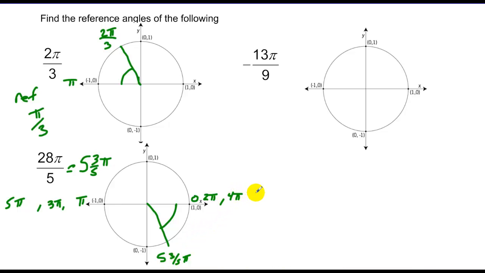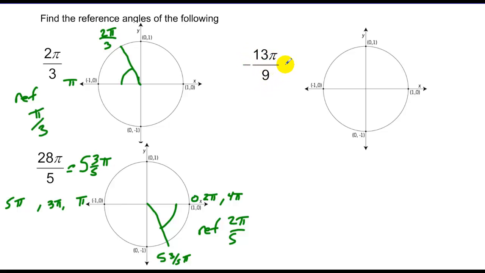And to get to 6 pi, I have to go how much more to get to a whole nother 1? Well, if this is 3/5, 4/5, 5/5 put me at another pi, right? So I'm really reference of 2/5 pi away.